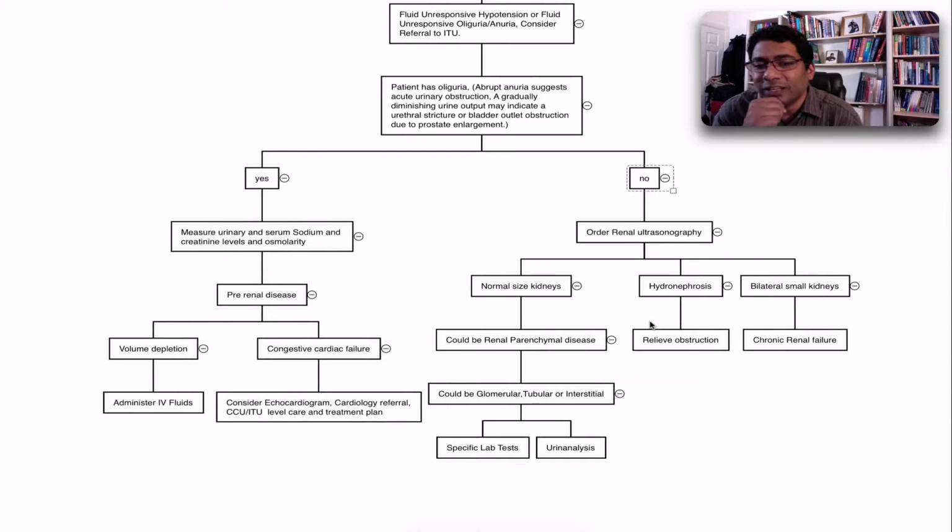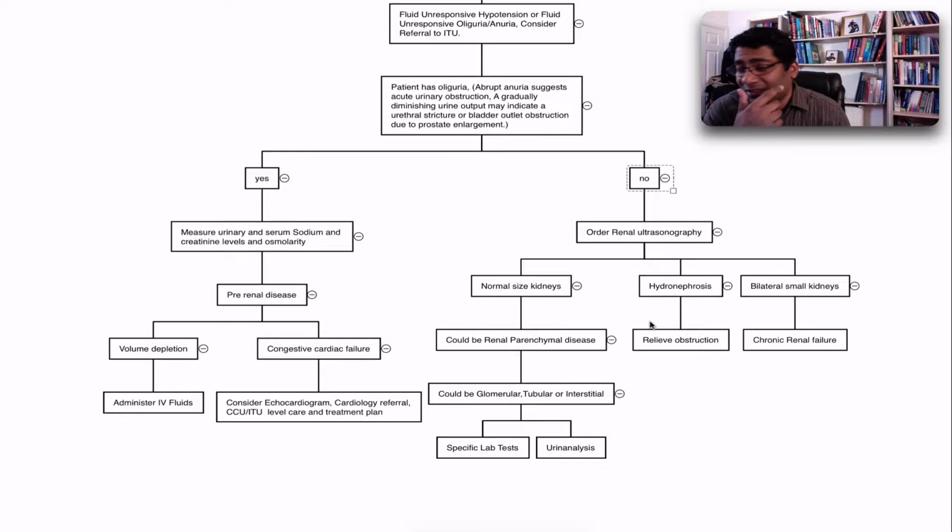Now, if your patient has anuria, then you have to check whether your patient is anuric or oliguric. If they have oliguria, then you have to consider a likely pre-renal problem. But if abrupt anuria, that could be suggestive of acute urinary obstruction. A gradually diminishing urine output may indicate a urethral stricture or bladder outlet obstruction, like due to prostate enlargement. And if you think the patient has oliguria, what you can always do is measure urinary and serum sodium and creatinine levels and osmolarity levels.